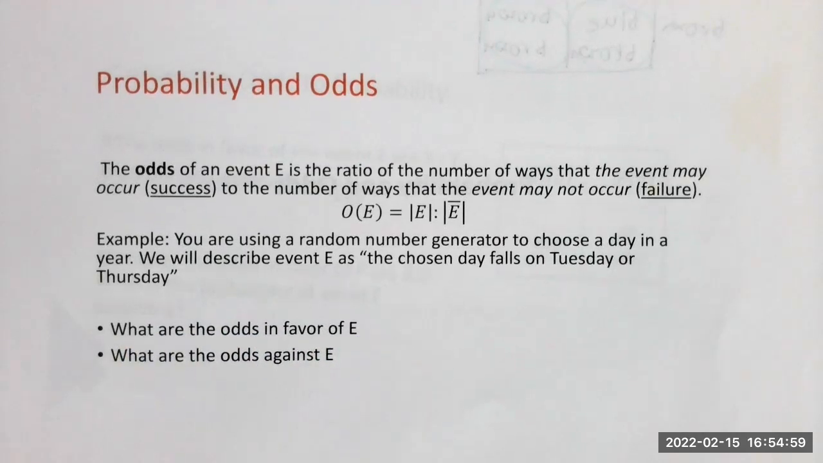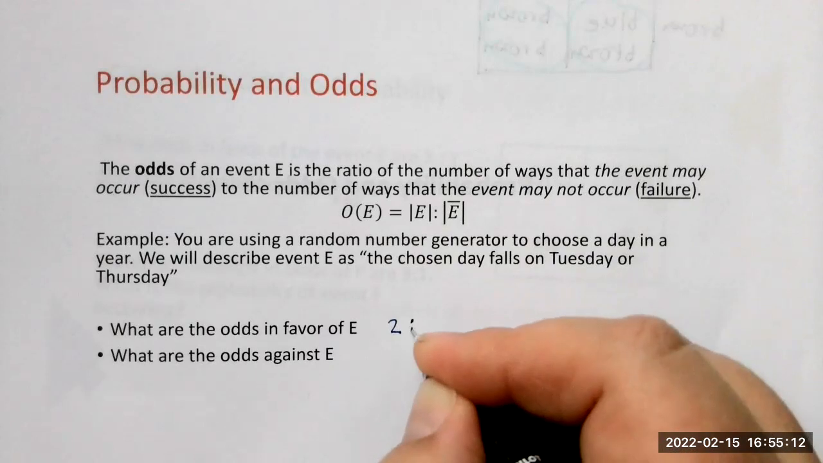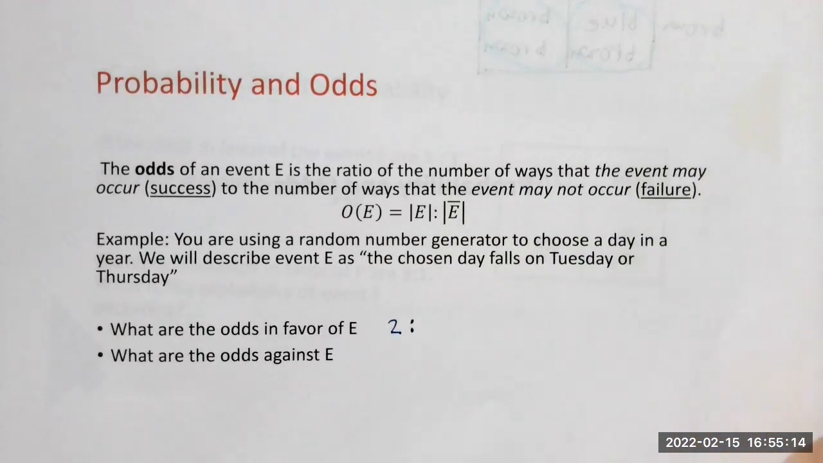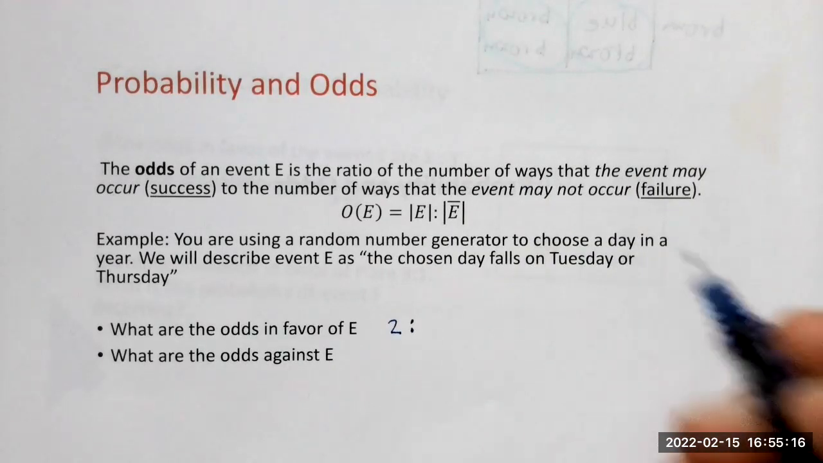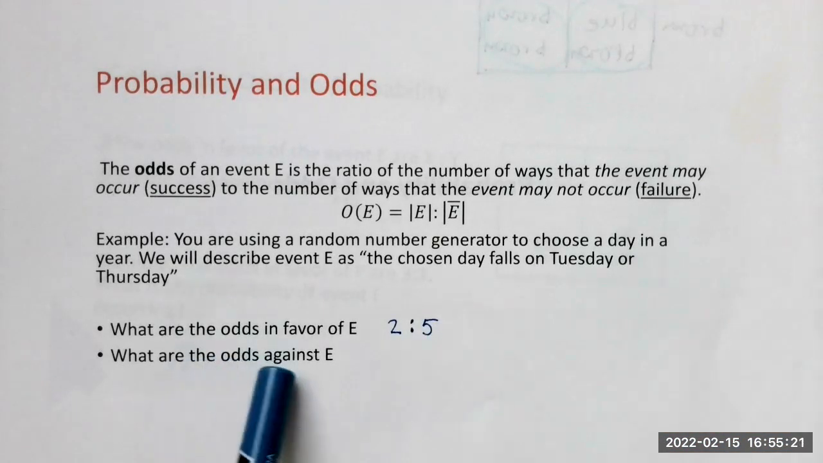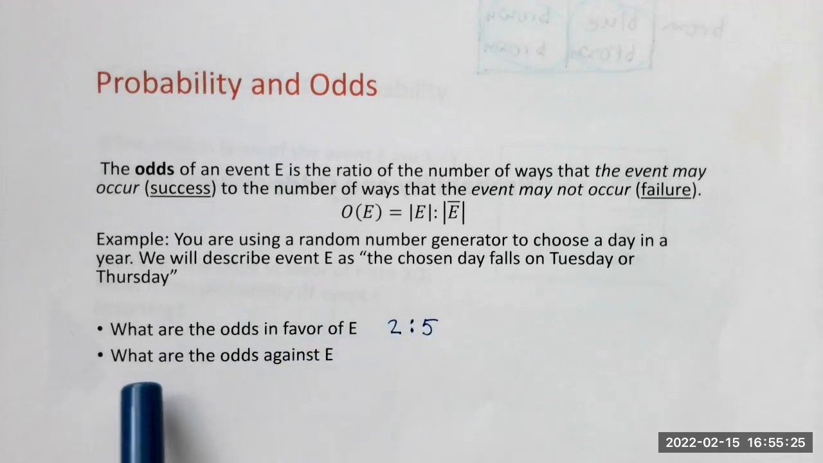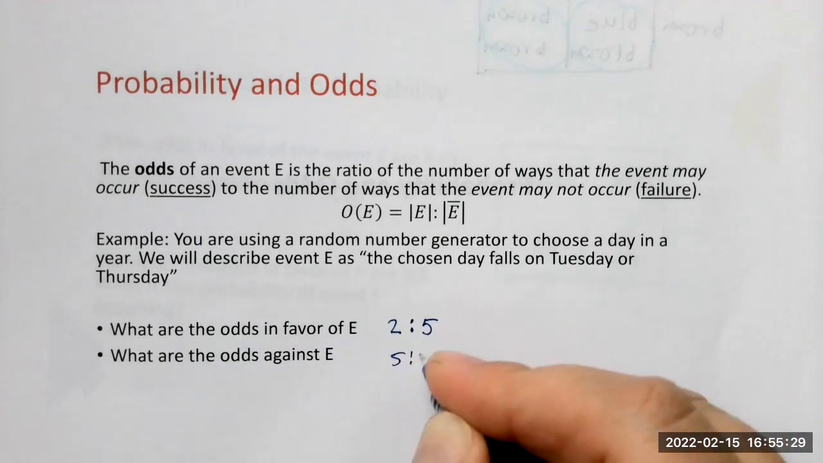Well, we have a total of 7 days in a week, right? 2 of them are going to be successes, Tuesday or Thursday. So the number of successes is 2. What's the number of failures? Well, the rest of the days, that's going to be 5. So the odds in favor of E would be 2 to 5. The odds against E would be 5 to 2.